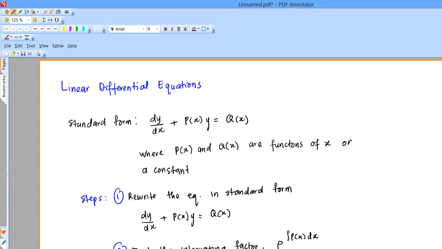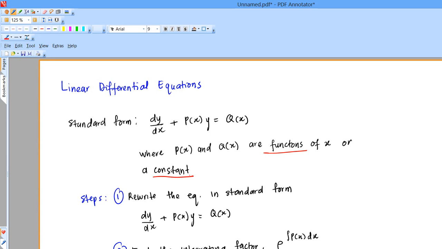Hi student, this video is about linear differential equation. The standard form of linear differential equation is dy over dx plus p(x) times y equal to q(x), where p(x) and q(x) are functions of x or a constant.